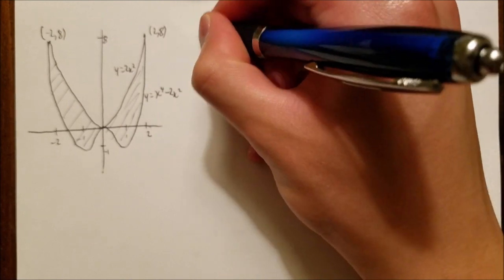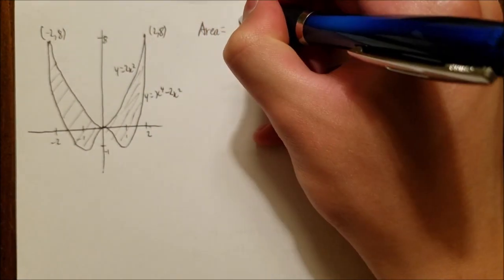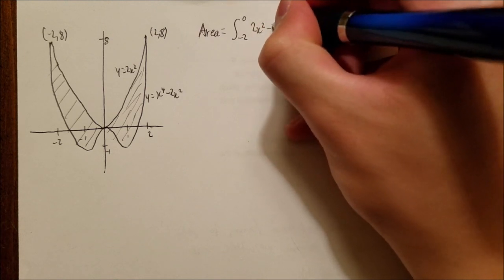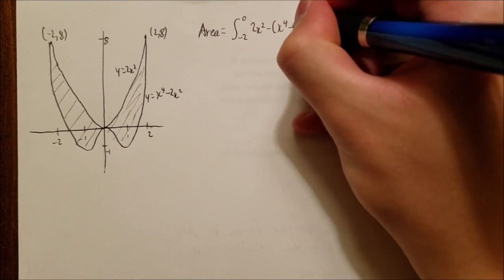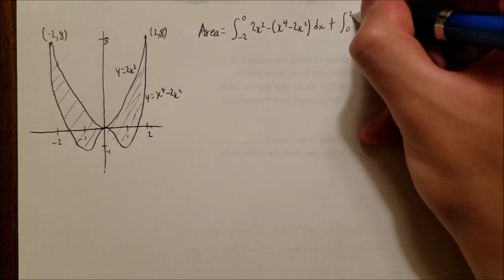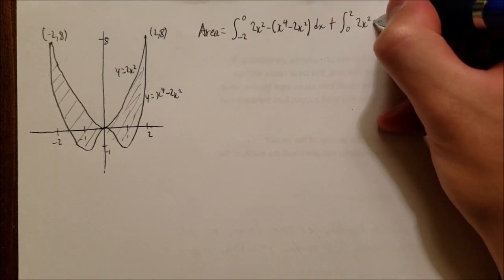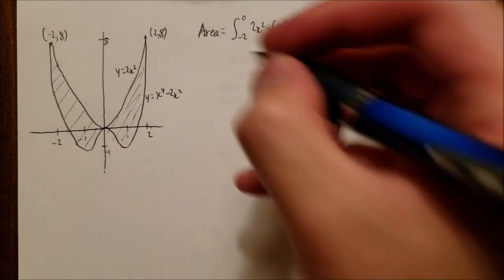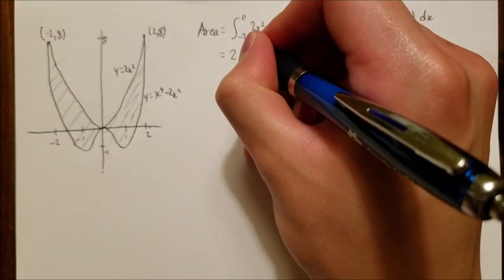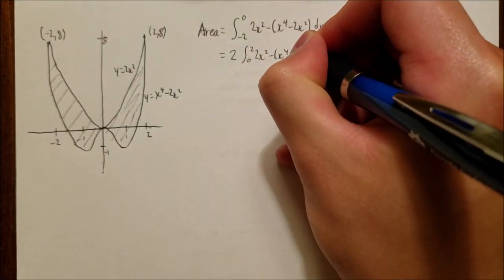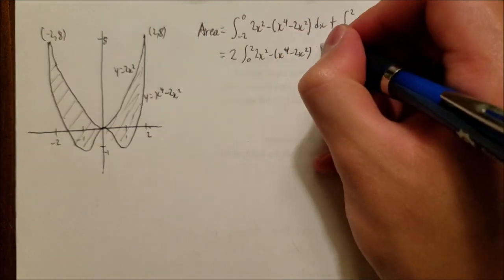So your first step is to look at the two functions and figure out where they intersect on the graph. In this case, your intersection points are going to be -2, 0, and 2. And you can see that the function is symmetrical from -2 to 0 and from 0 to 2. So you want to make your integral from -2 to 0 of the function and then add the integral from 0 to 2 of the function.